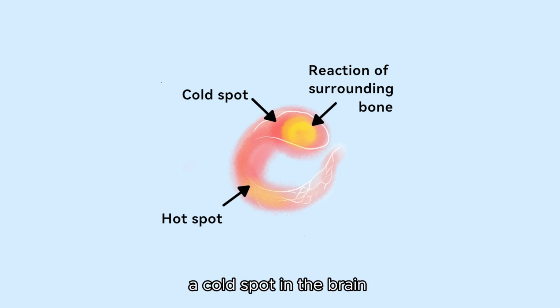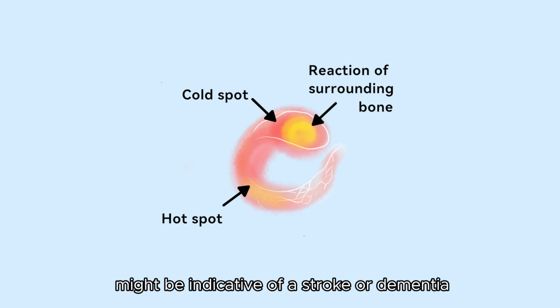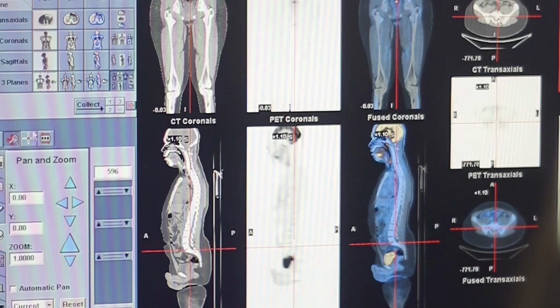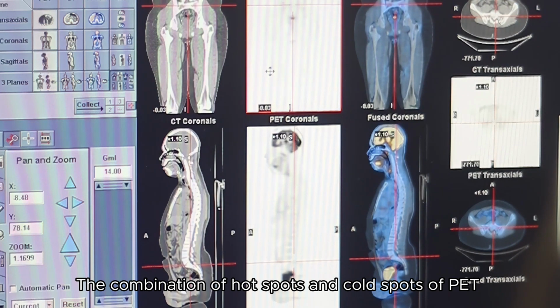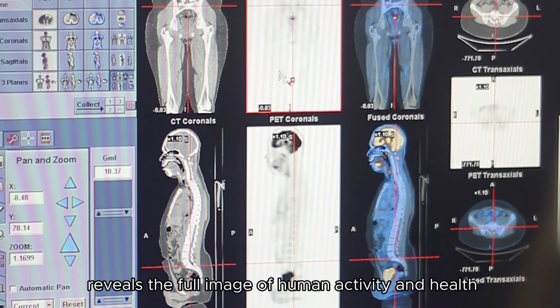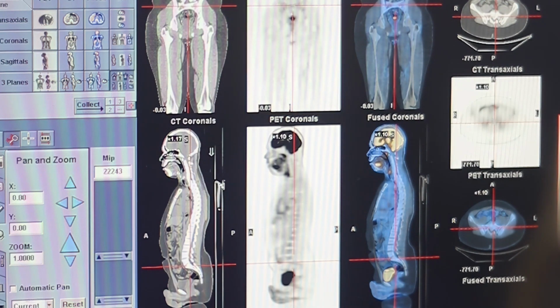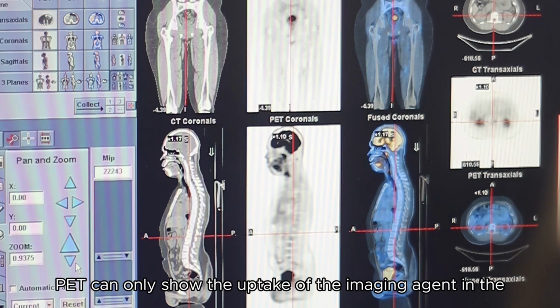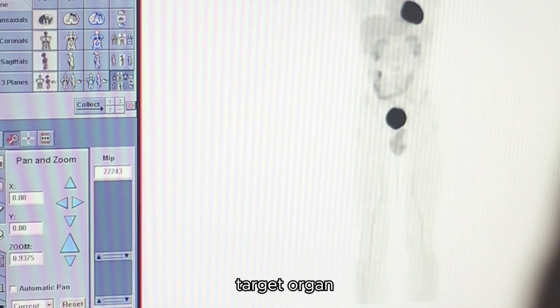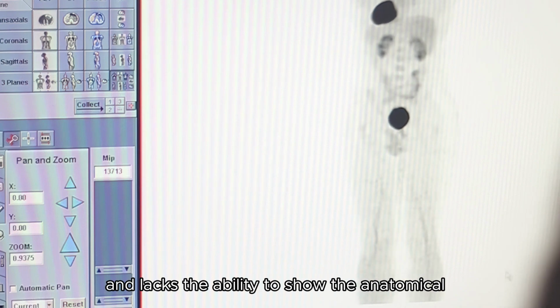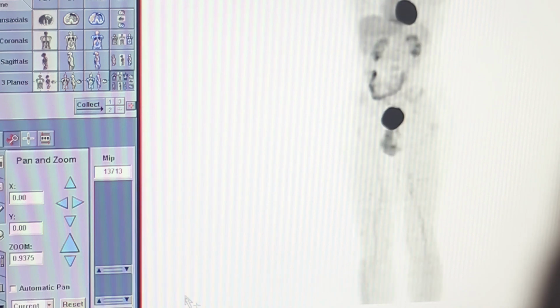For example, a cold spot in the brain might be indicative of a stroke or dementia. The combination of hot spots and cold spots of PET reveals the full image of human activity and health. However, PET can only show the uptake of the imaging agent in the target organ and lacks the ability to show the anatomical structure of the body.